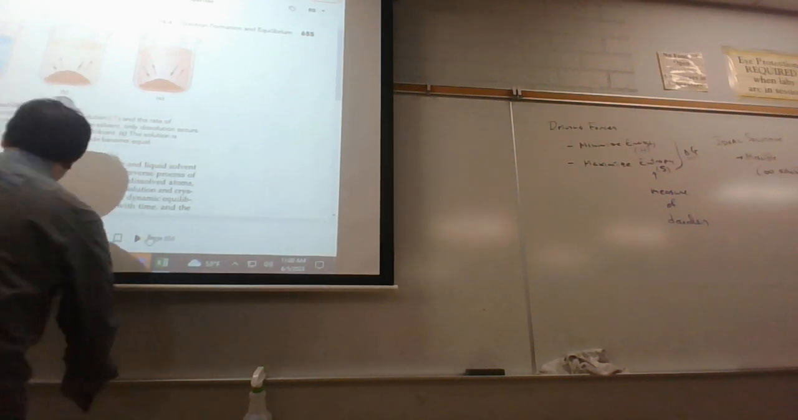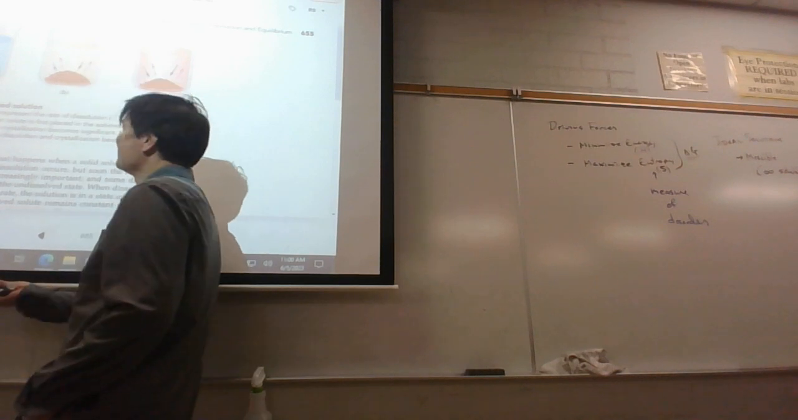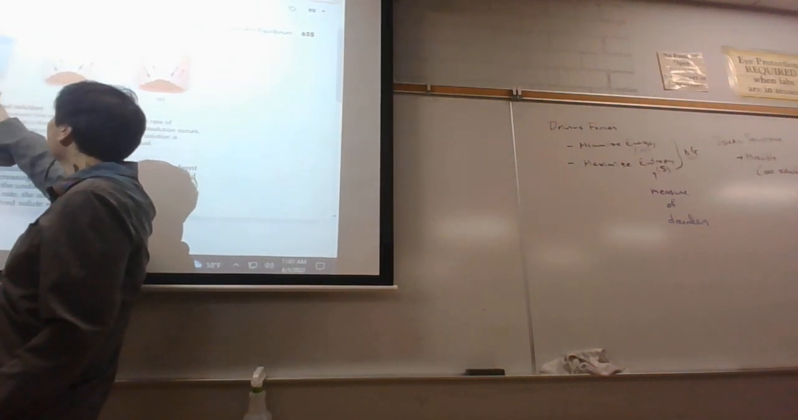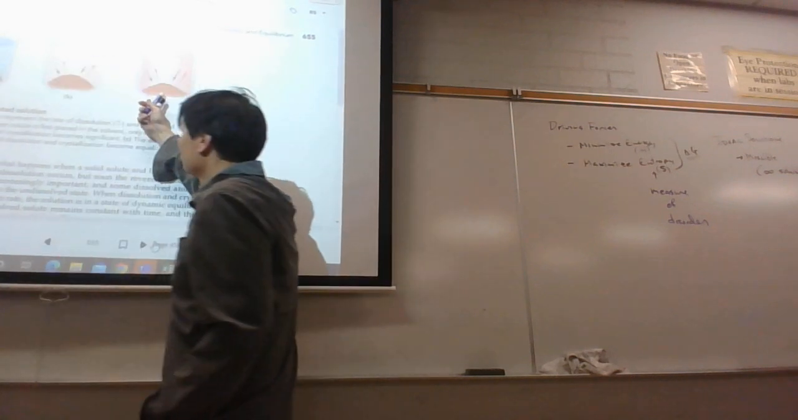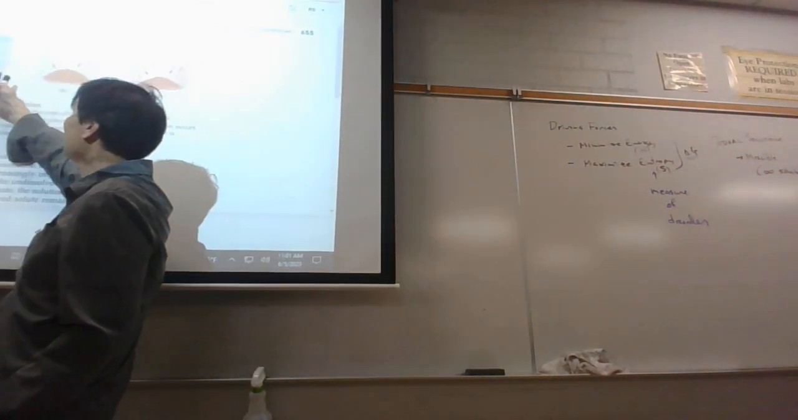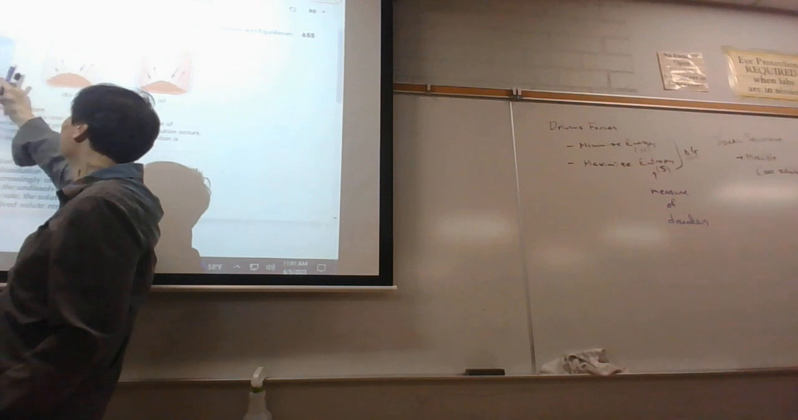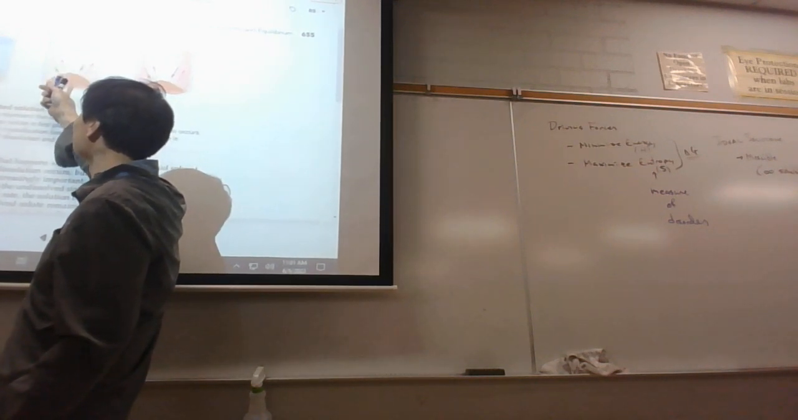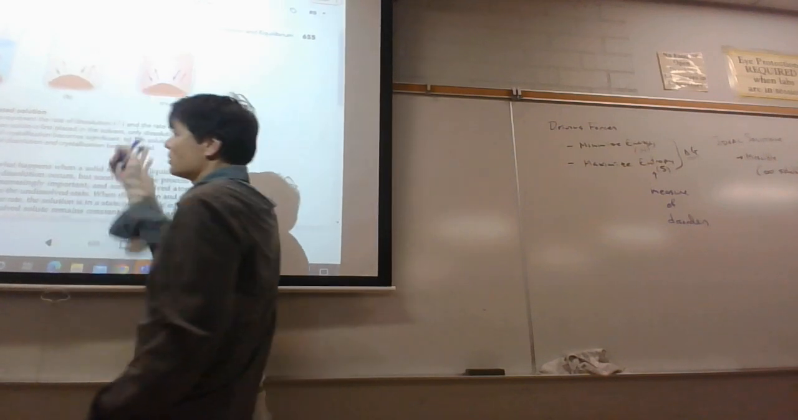Okay, if we have something that is not miscible (miscible means infinitely soluble), most things have a limit. And that limit is called saturation. And so what we have is just the pure solvent here, and then over here we have what we call an unsaturated solution. And over here we have a saturated solution.